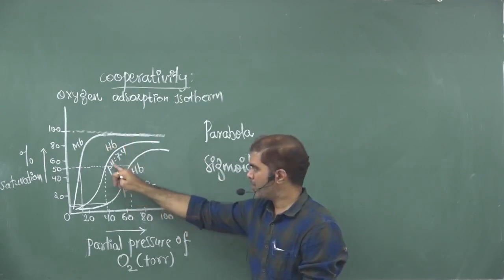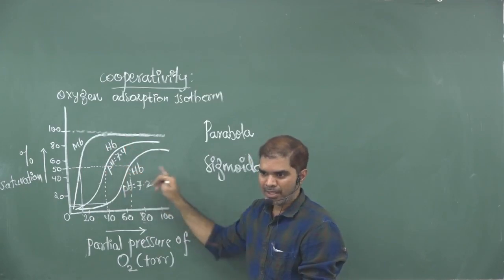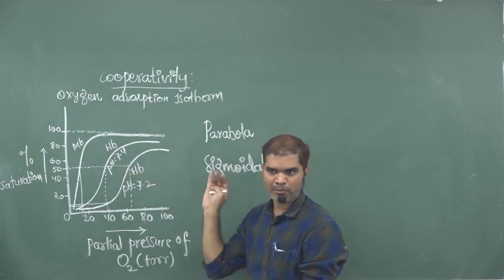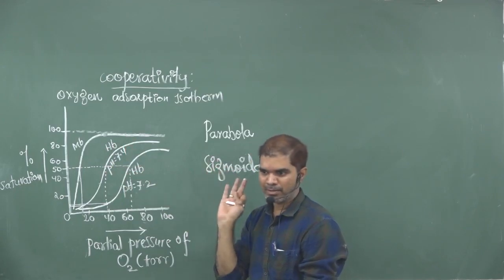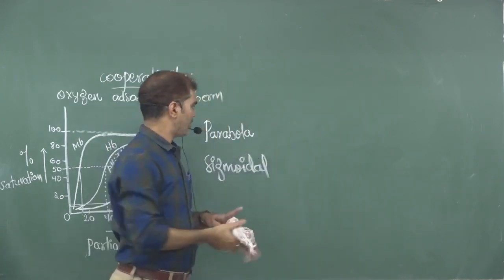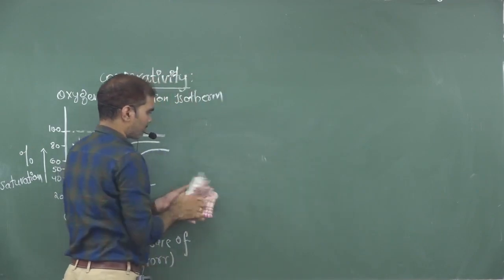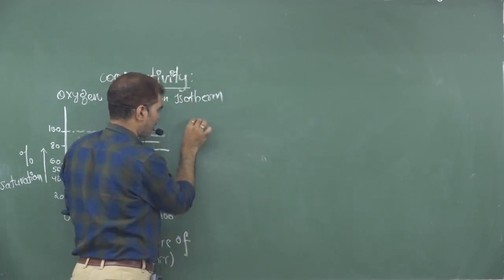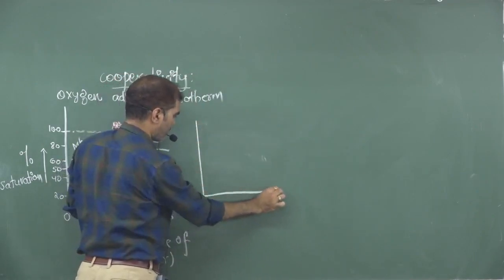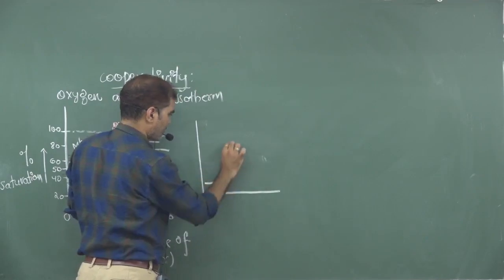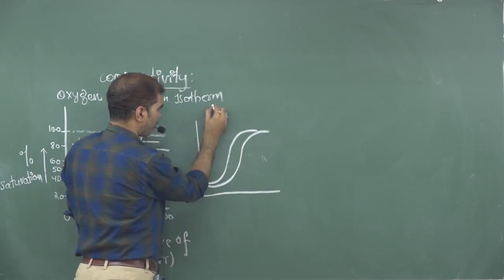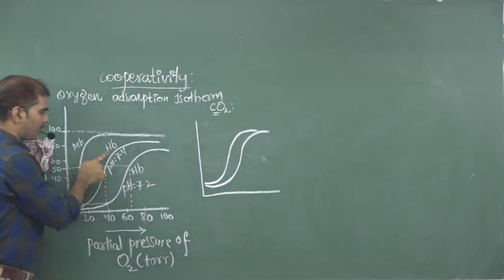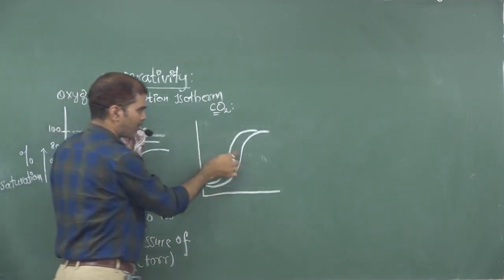Now in a similar way, just as I've given you for pH, I'll also give you oxygen adsorption isotherm for carbon dioxide, temperature and different hemoglobins. Okay, you just try to understand the curves. First let us take carbon dioxide. If I am taking carbon dioxide, this is for pH. I am taking carbon dioxide.